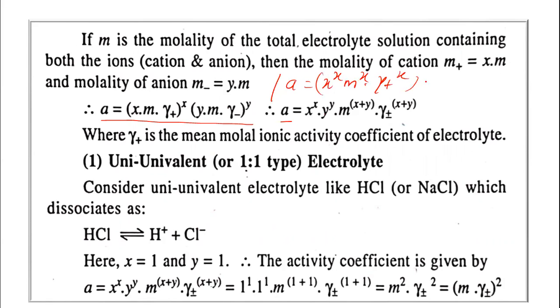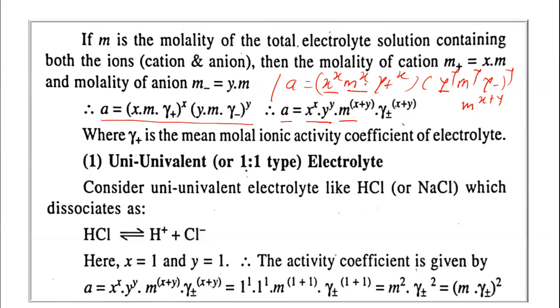Then another, it is Y raised to Y, M raised to Y, and gamma minus raised to Y. So let us simplify X raised to X, then Y raised to Y. We can write here X raised to X, Y raised to Y, M raised to X, M raised to Y, so it is M raised to X plus Y. Gamma plus and gamma minus can be combined here, so we can write gamma plus minus raised to X plus Y.